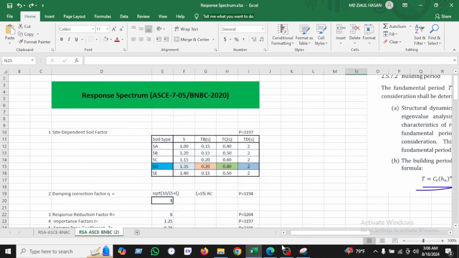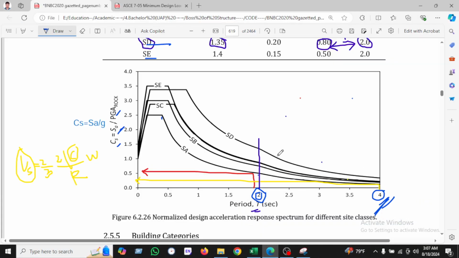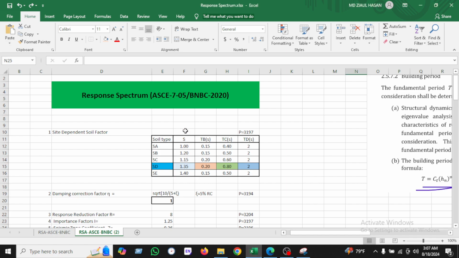Hello everyone, today I will be showing how to draw a response spectrum. So let's start. I will try to draw this response spectrum. At first we are taking the soil factor, which is given in the BNBC and ASCE 7.